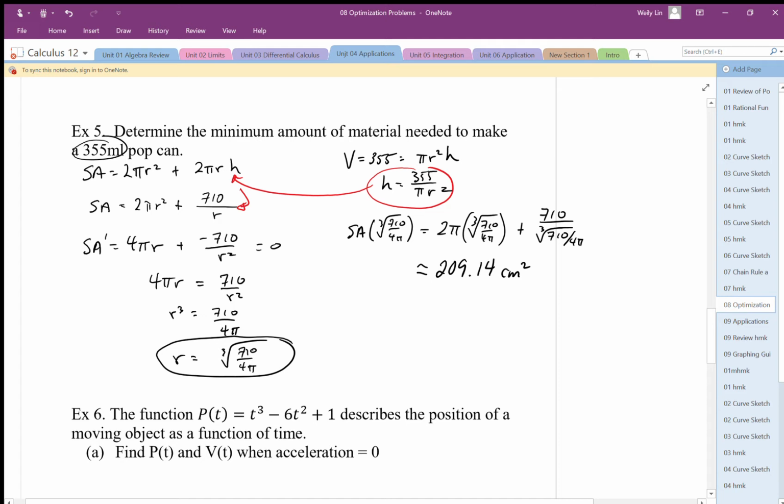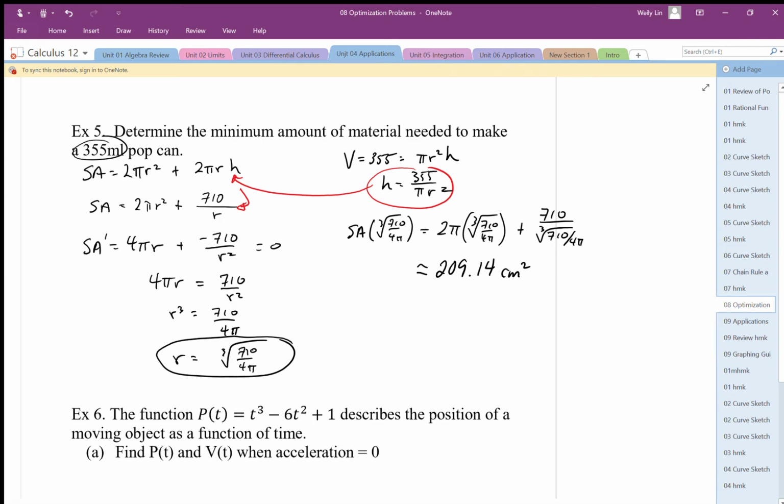So now I have my expression for surface area. I'm going to differentiate it, and since I want to optimize it, I'm going to make it equal to 0 and solve that equation. Solving that, you get a radius equal to the cube root of 710 over 4 pi. We can then solve for the surface area by plugging into my surface area formula, which is this one right here. Now we could plug it back into the volume equation, but then we'd have to solve for H. Since I just need R in this equation, I plugged it in here, and that worked out to be 209.14 centimeters squared.